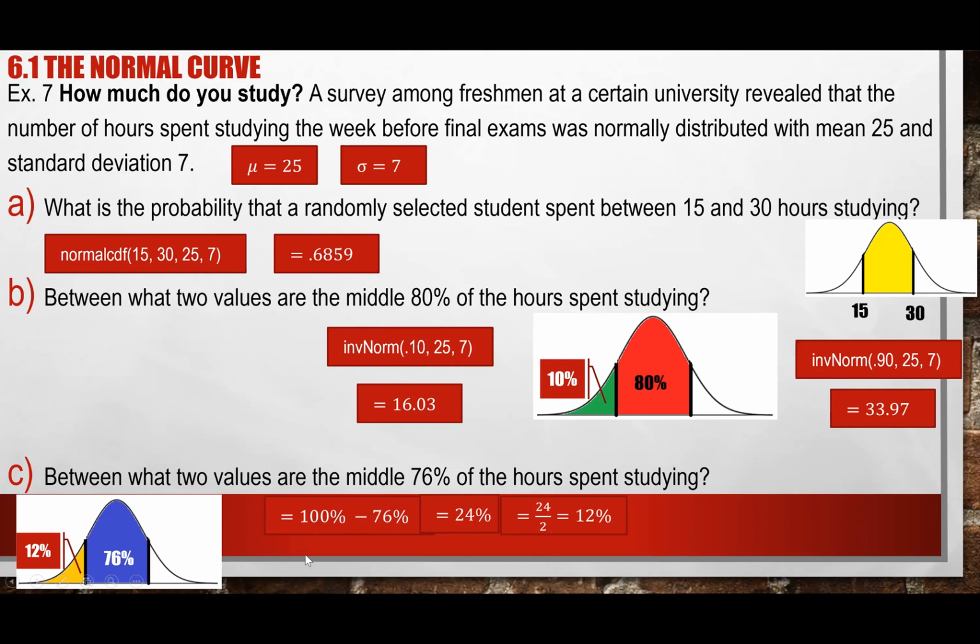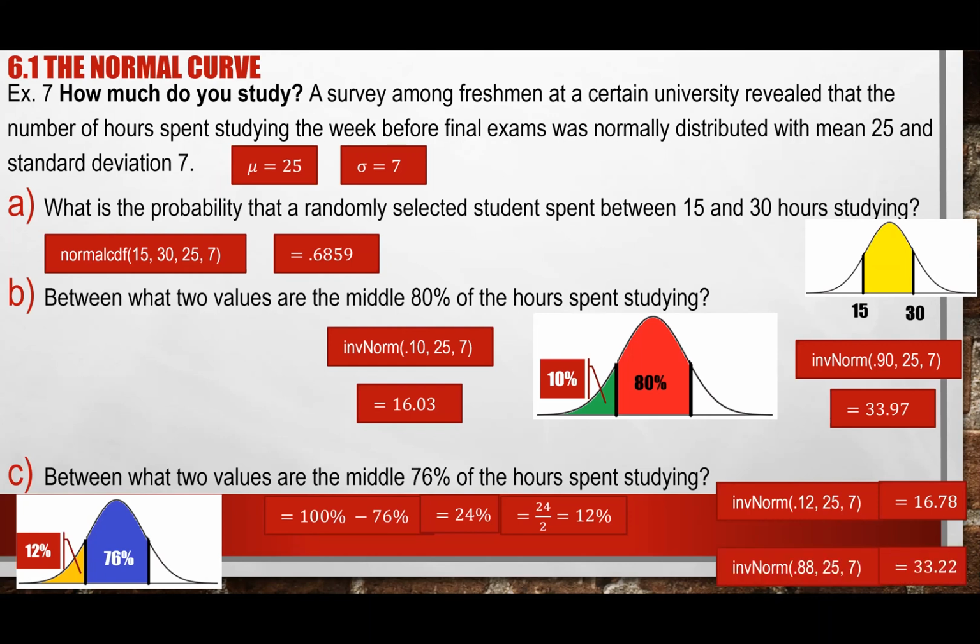And then once we have that, the first endpoint is 16.78, and the second endpoint will use 0.88, because I have to take the 0.12 plus the 0.76, right? The 12 plus the 76 gives me 88, which is 0.88.